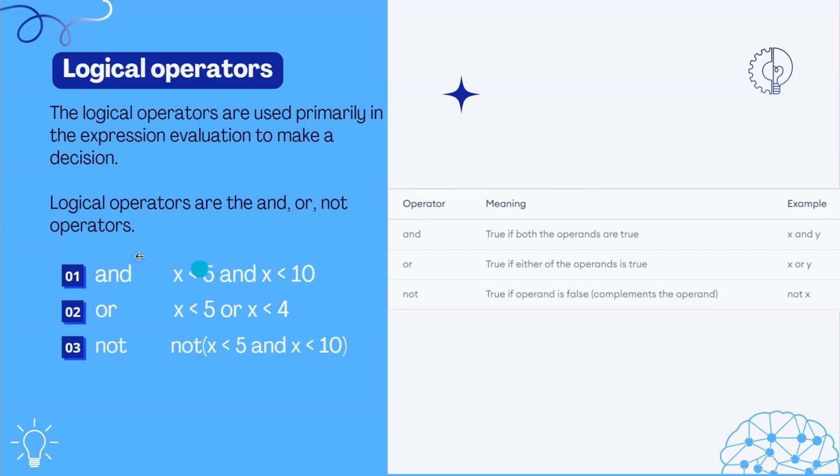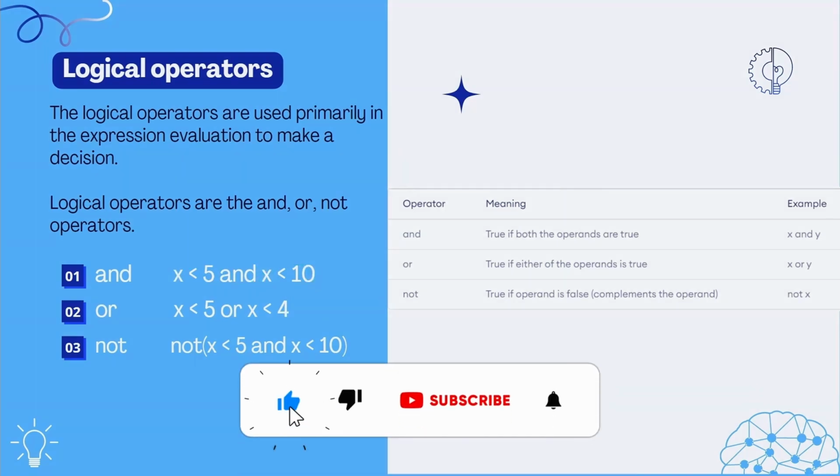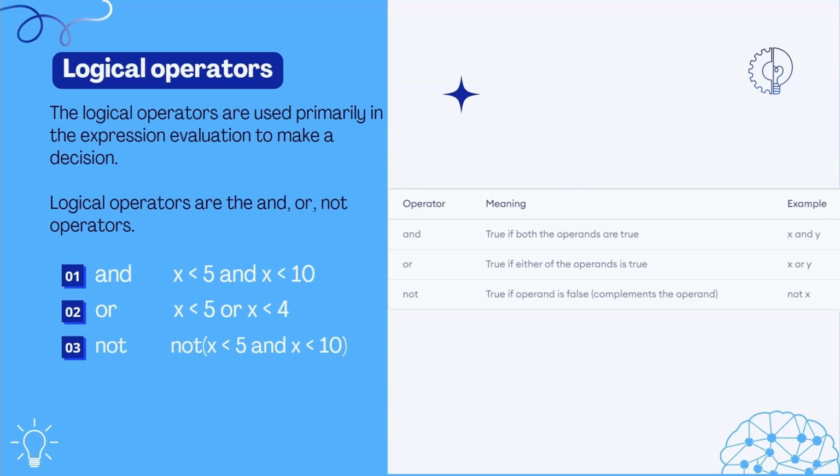For the AND operator, we need both of these expressions to be true. If both expressions are true, then it returns the true result. And if any one of these expressions is false, then it returns the false result.